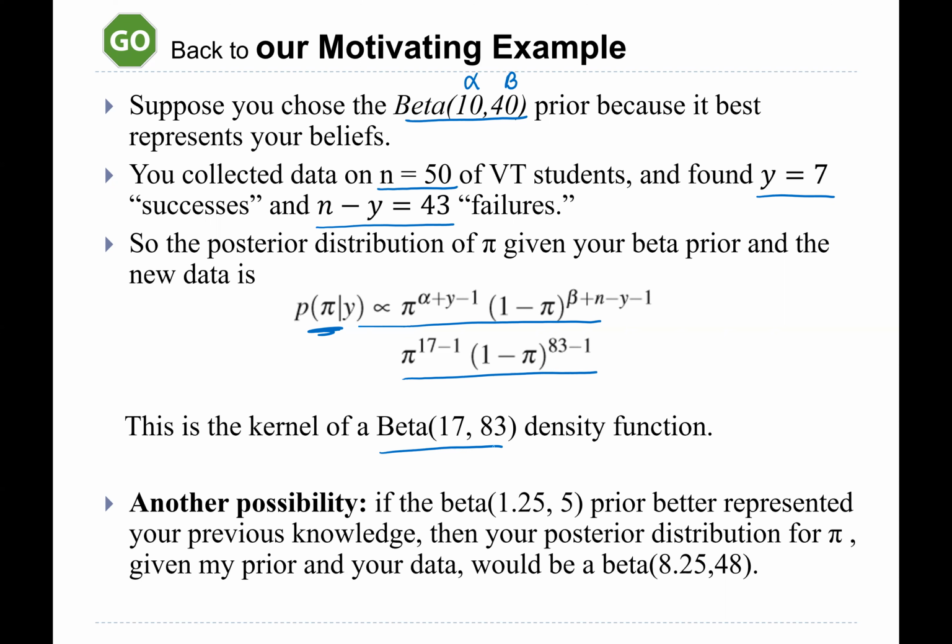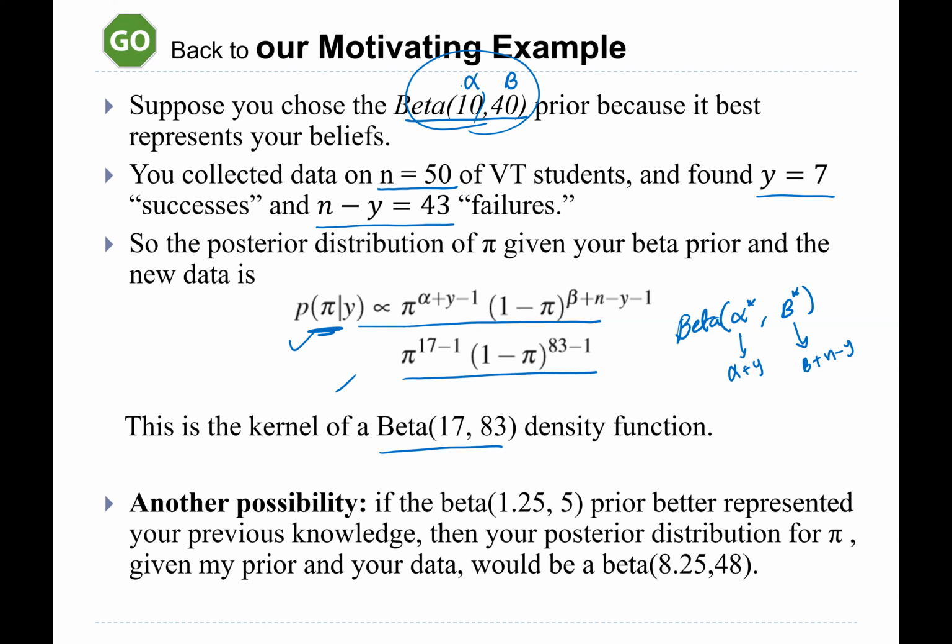So this is beta 1783. You don't need to do it every time because it is known that if I use the beta distribution as a prior distribution, the posterior distribution will be a beta distribution with alpha star, beta star, and alpha star is alpha plus y. Beta star is beta plus n minus y.